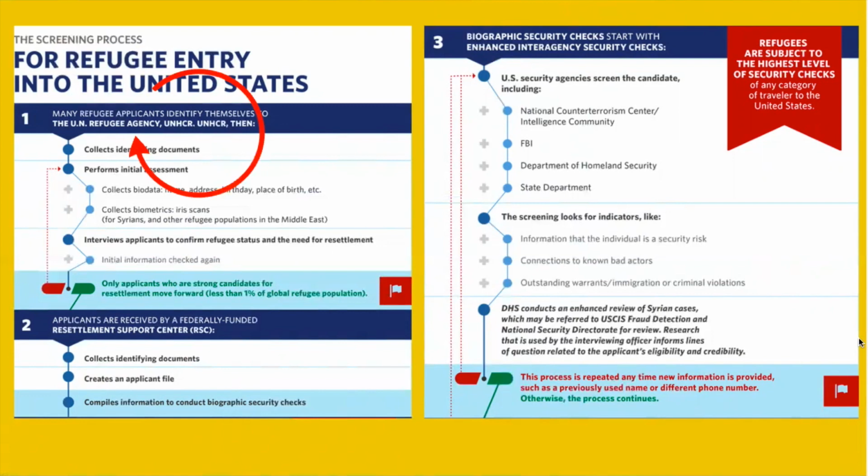Candidates who are assigned to the United States for resettlement are referred to a Resettlement Service Center, or RSC. The RSC collects all documentation and creates a file. The third phase is a vigorous screening process that includes multiple federal agencies, including the National Counterterrorism Center, the FBI, the Department of Homeland Security, and the State Department. Syrian refugees are subject to additional screening. If, at any point, an individual or family is determined to be a risk factor, the application process is ended.